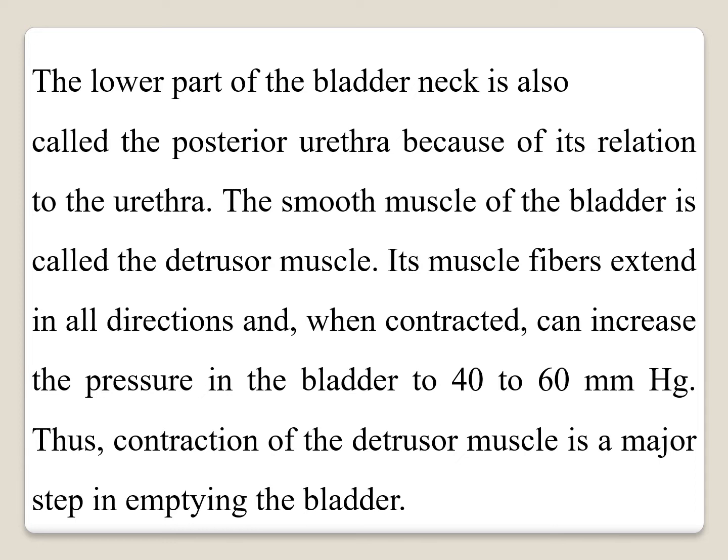Its muscle fibers extend in all directions. This extension of its muscle fibers in all directions is important. Why? Because when it contracts, it leads to an increase in the pressure in the bladder up to 40 to 60 millimeters of mercury. Thus, the contraction of the detrusor muscle is a major step in emptying the bladder.